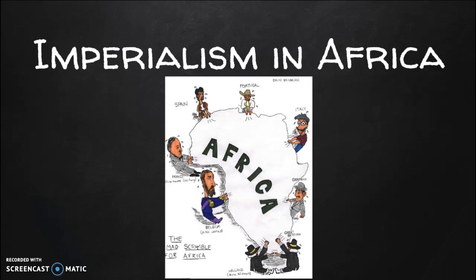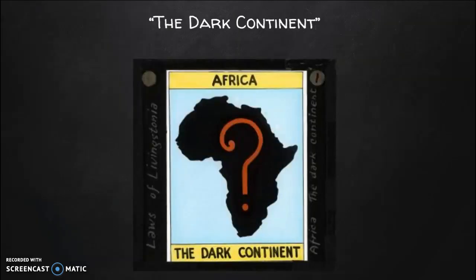So Africa was given a nickname, the Dark Continent, by Europeans. And before I tell you what that means and why, I want you to write in your questions column why you think it was nicknamed as such. So go ahead and click pause and do that now.